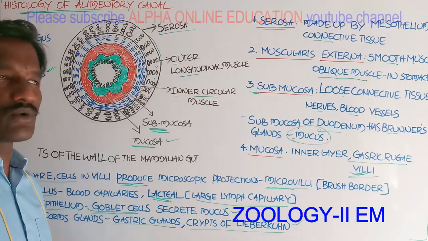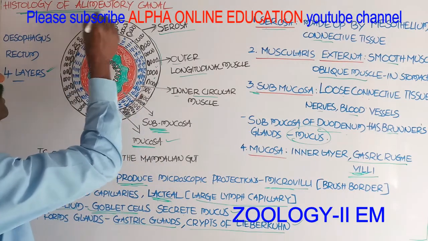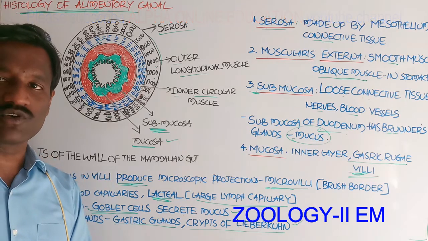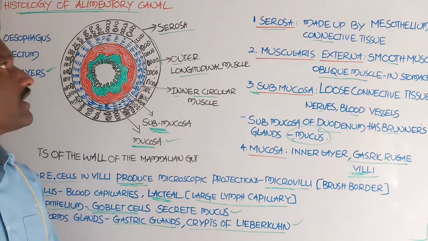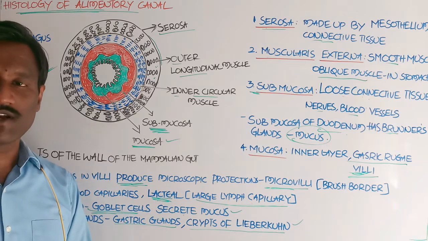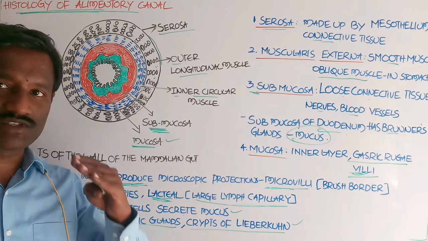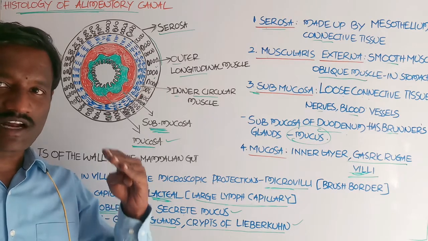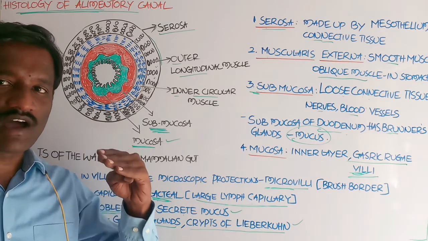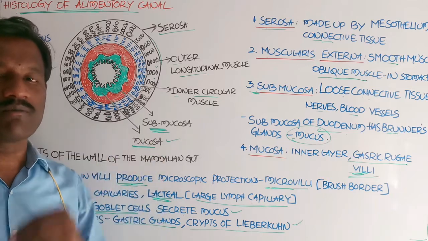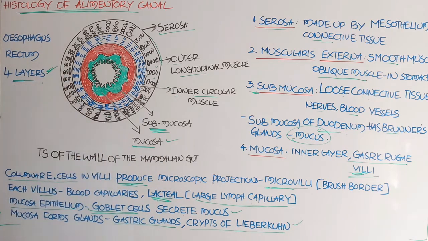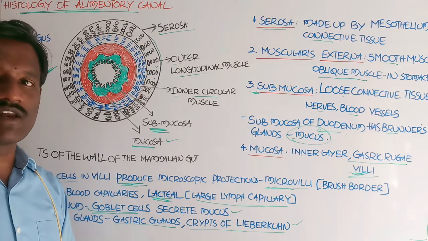Okay students, now we are going to discuss the histology of the alimentary canal. Histology means the study of tissues. If you observe the transverse section of the wall of the alimentary canal in mammals, it shows four layers. What are the four layers present in the wall of the alimentary canal?